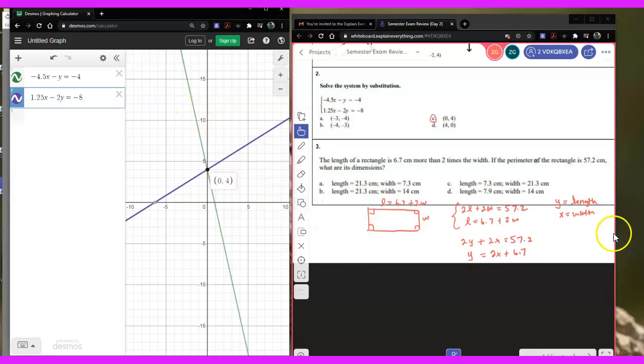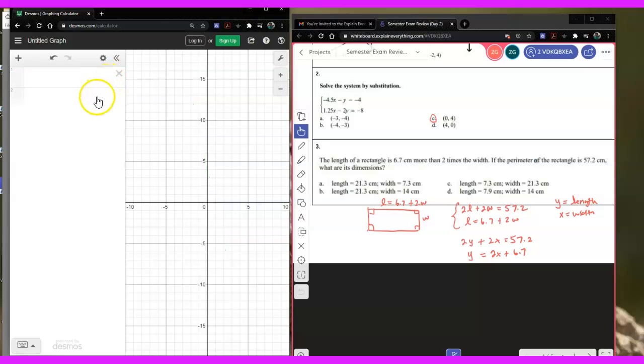So make sure that you're writing this down on your paper. As you know that it's a rectangle, we have the length, which is 6.7 plus twice the width. We know that the perimeter is 2L plus 2W equals 57.2. So I'm going to go ahead and type that into Desmos. So I have y equals 2x plus 6.7, enter. And then I'm going to write 2y plus 2x equals 57.2.